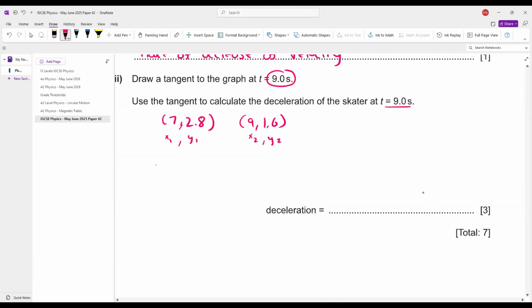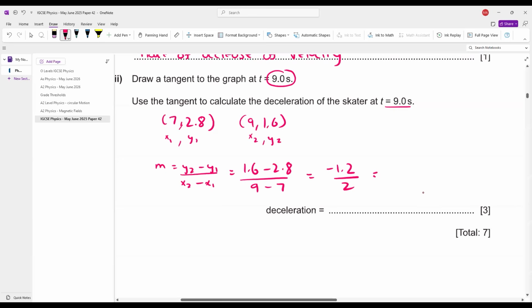Can you calculate the gradient here? Yes. y2 minus y1 divided by x2 minus x1. What is y2? 1.6. What is y1? 2.8. What is x2? 9. What is x1? 7. Negative 1.2 divided by 2 is your deceleration.